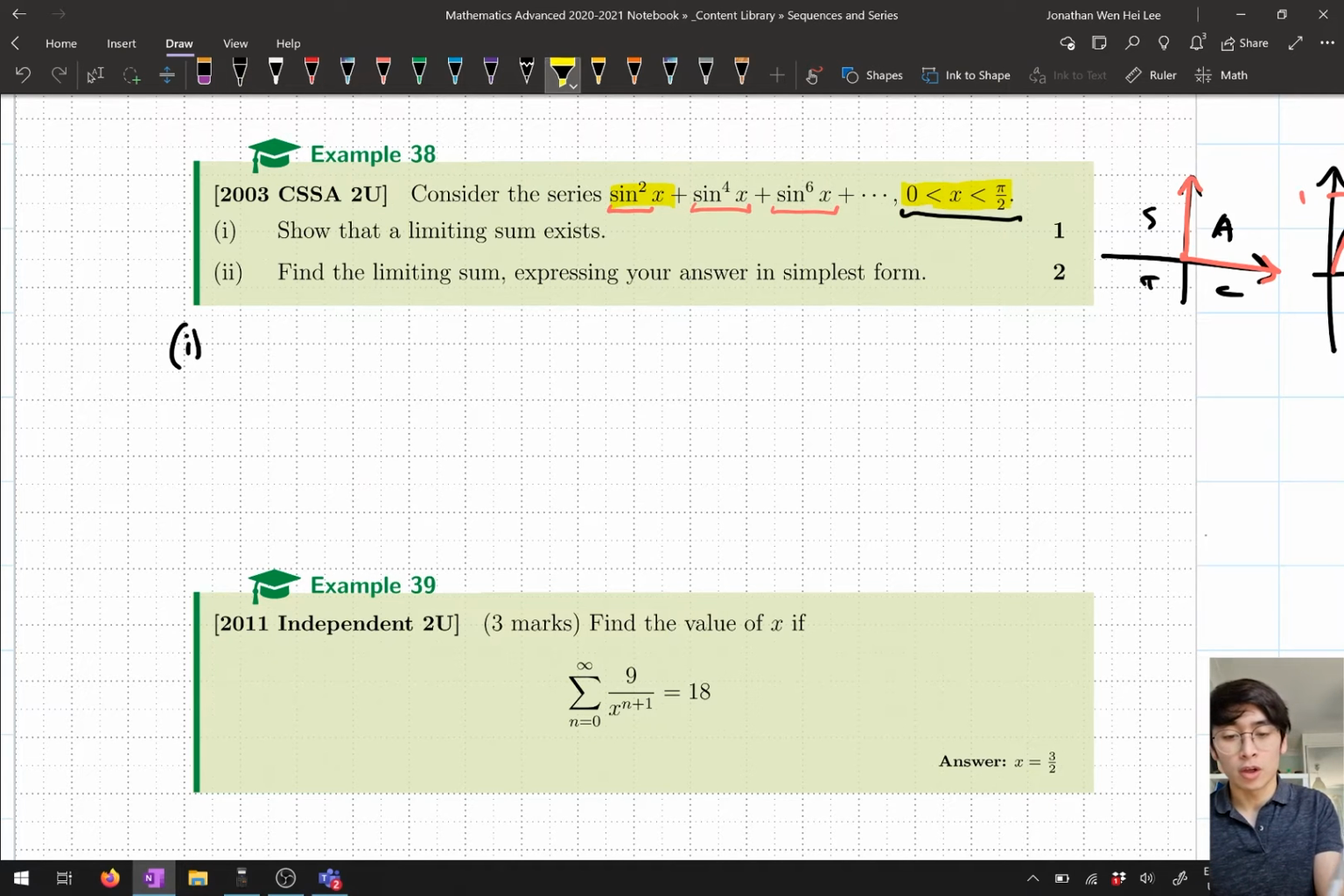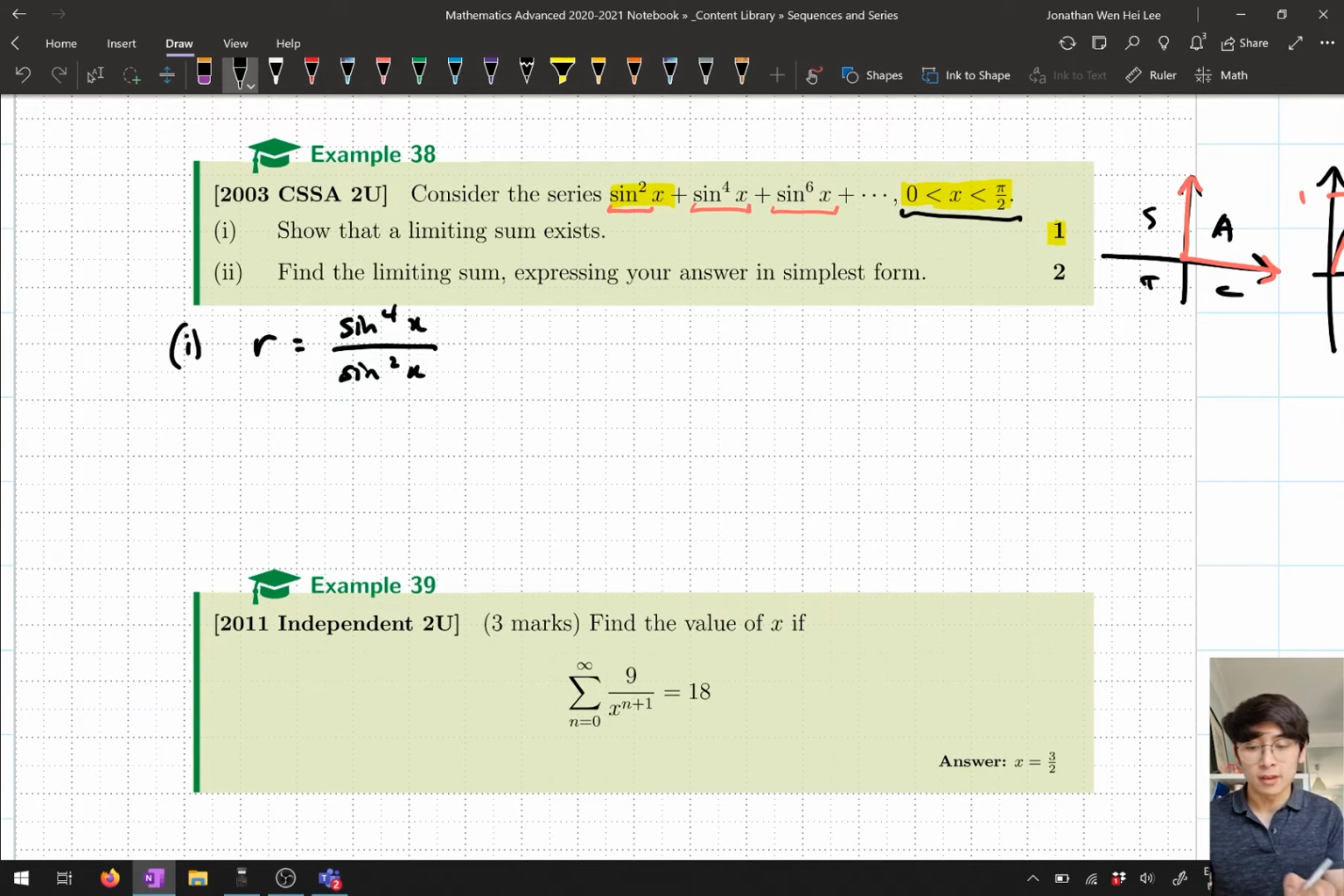Now, if you have a look at the question, the other thing that I said earlier was that you might want to also check, firstly, show that it is a geometric series. But if you have a look, this is 1 marker. That to me indicates that we're probably just going to need to check the common ratio. So let's find the common ratio. I take any 2 consecutive terms, so let's take the second term and the first term. So I'm going to have sine to the power 4 x over sine squared x.